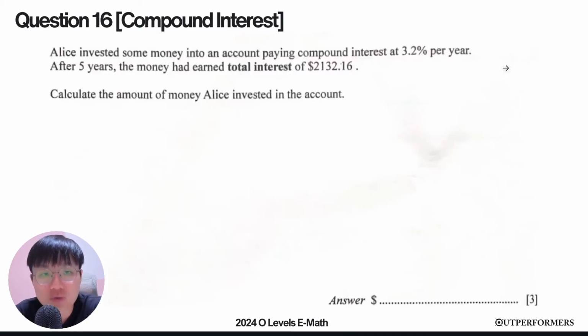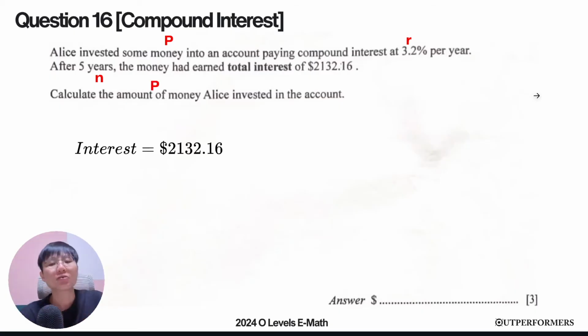Alright, so let's go back to the question now. Alice invested some money into an account, okay? So the sum of money represents your principal amount. Compound interest at 3.2% per year. So this 3.2 is your value of R. After 5 years, can you see the time period is popping up already? N. The money had earned total interest. So take note, this amount is only the interest, not the principal value. And eventually, they want us to calculate the amount of money Alice invested in the account.